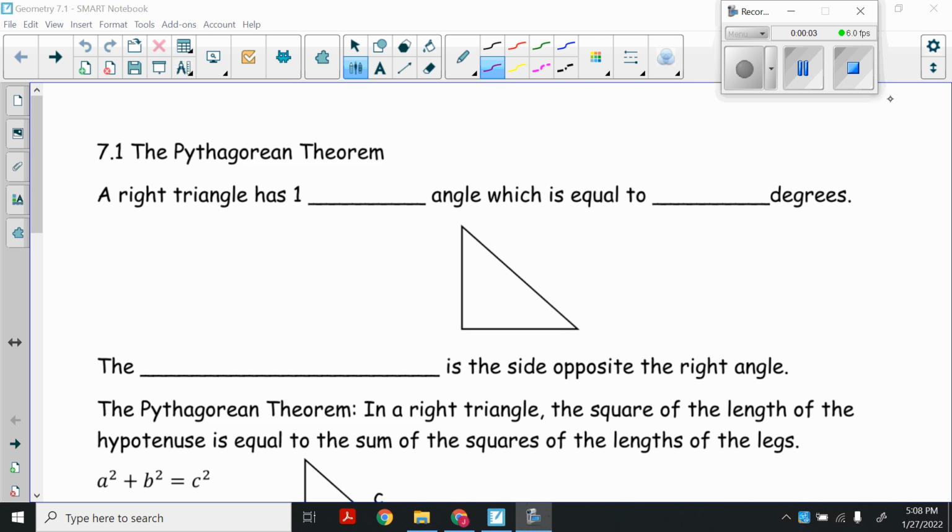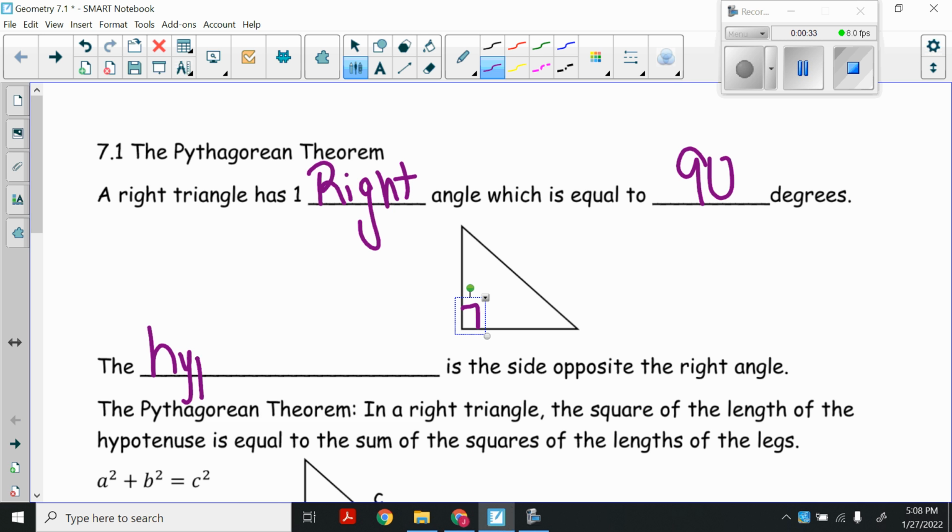Right, today in geometry we are going to start chapter 7. Chapter 7.1 is the Pythagorean Theorem. This is not anything new for us, so this should be a nice, easy lesson. So we're going to start out with a right triangle. A right triangle has one right angle, which is equal to 90 degrees. And so there would be our right triangle.